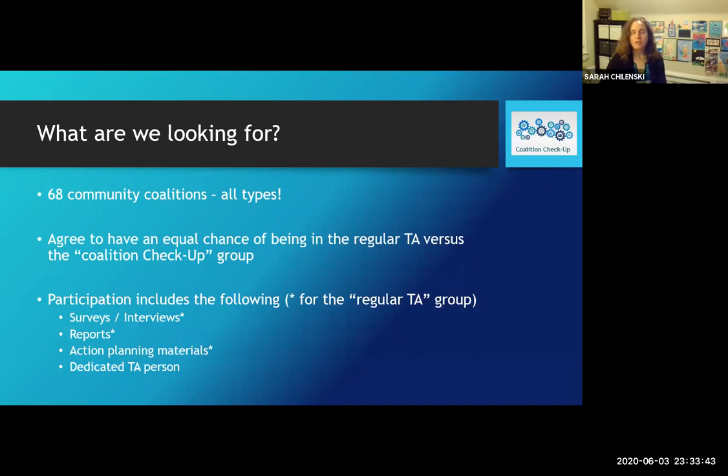These coalitions, or those coalitions in the full coalition checkup group, will participate in the surveys, receive the reports, be connected to a dedicated TA person, and will receive some action planning materials. Those coalitions in the comparison or the regular TA group will still participate in the surveys, still receive the reports, and even still receive some action planning materials. The only difference is that dedicated TA person.